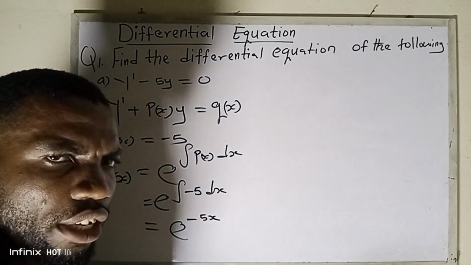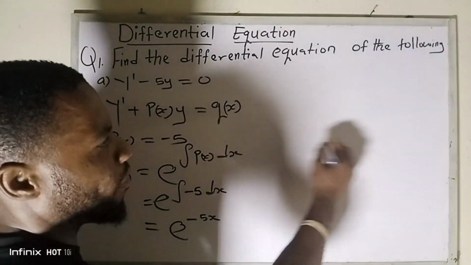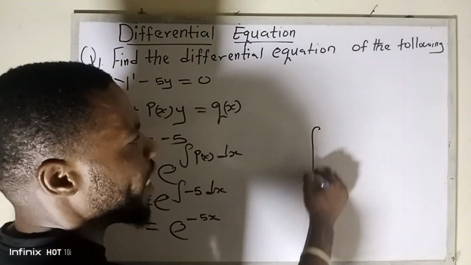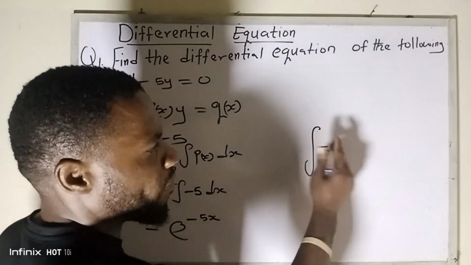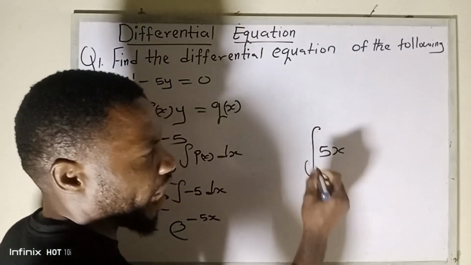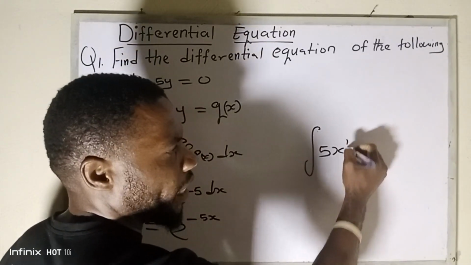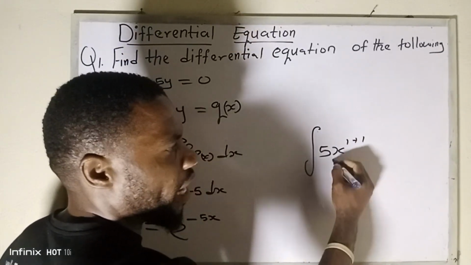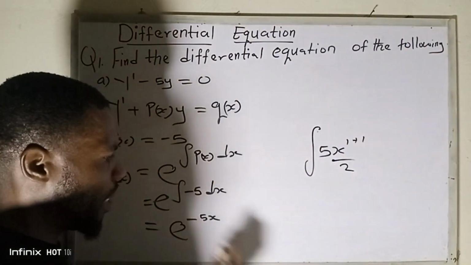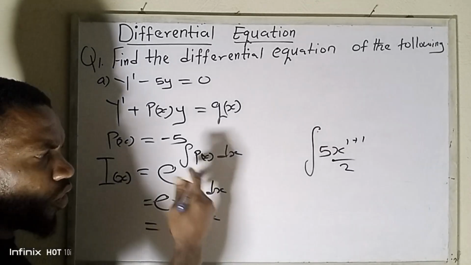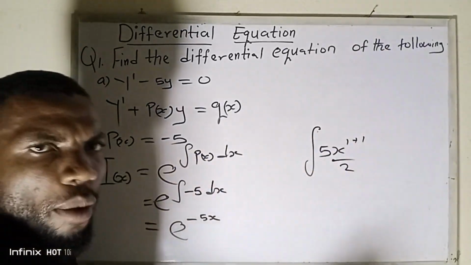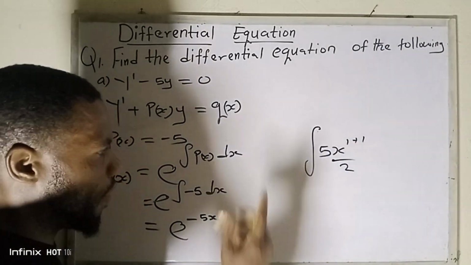We know what integration is. For example, let's say we want to integrate 5x. That means we're going to have x raised to the power 1 plus 1, then all over 2. But on this one, minus 5 is a constant. So when you are integrating, x will come in. So that is for that.